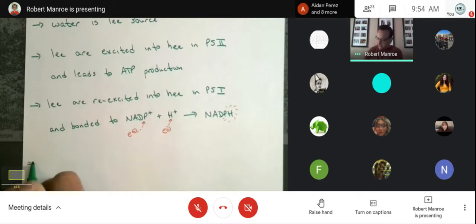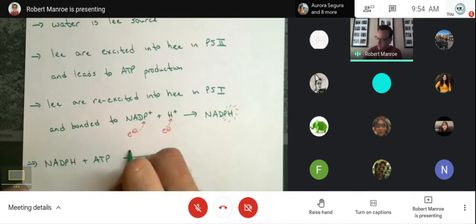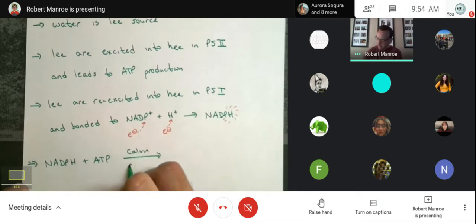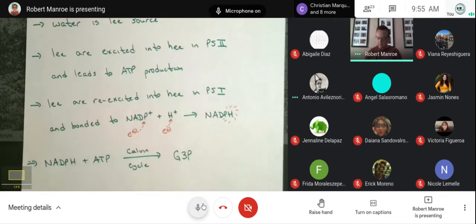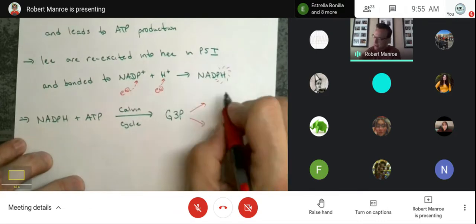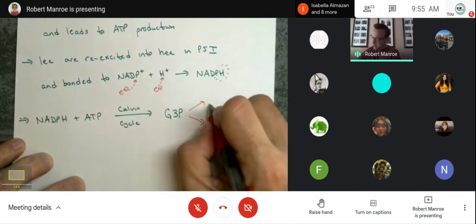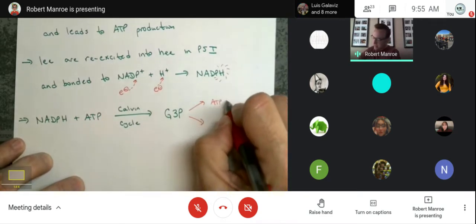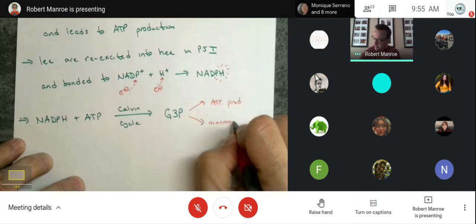Then, of course, NADPH and the ATP go into the Calvin cycle. And ultimately that makes G3P, which can be used for two functions. That could be large amounts of ATP production or macromolecule production.